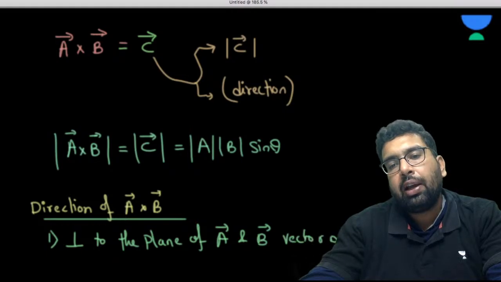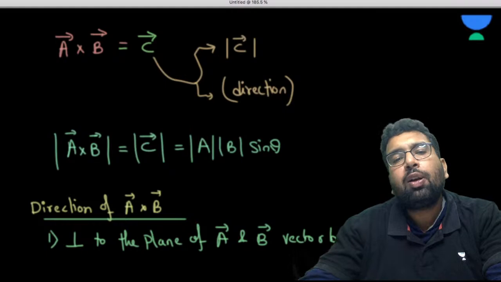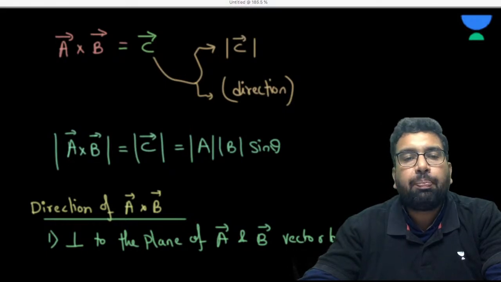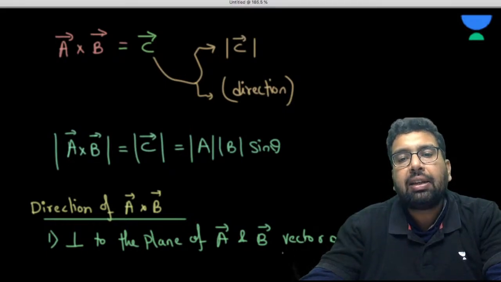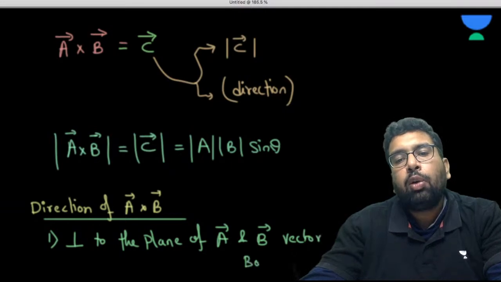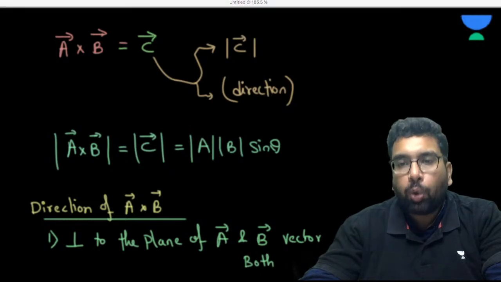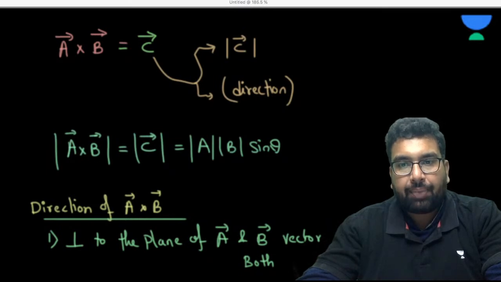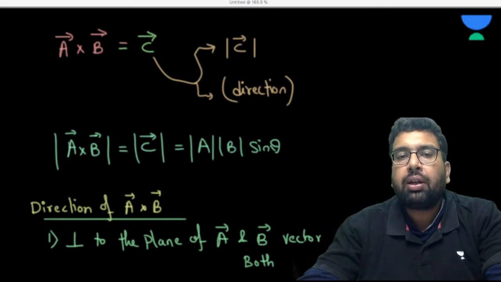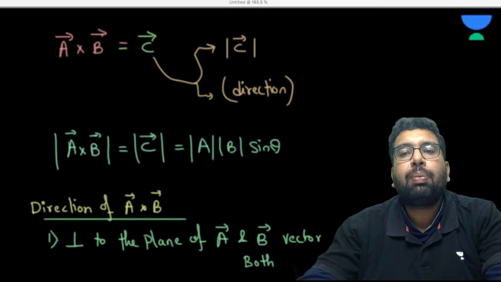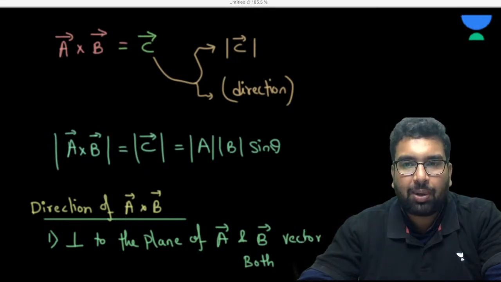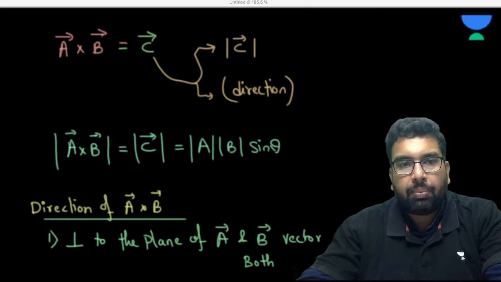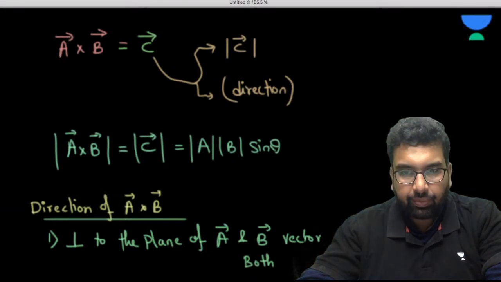Okay. So for clarity, remember A vector and B vector are both in the same plane obviously, but whatever plane is there, the direction of their cross product will be perpendicular to it. Are you getting my point, beta? First thing, yes or no? Please answer me. This is clear.